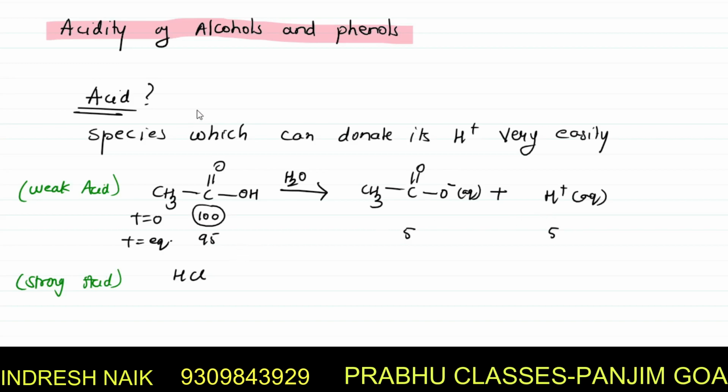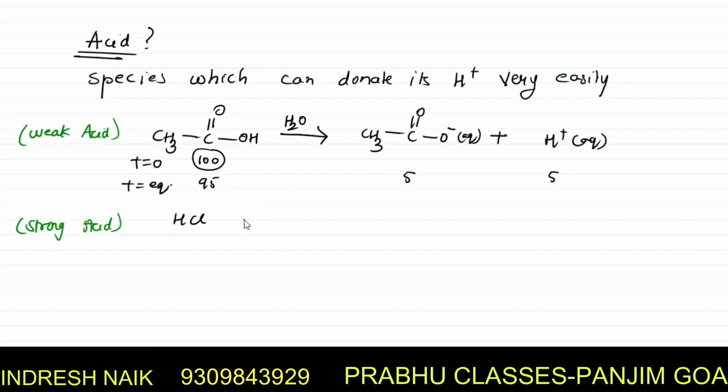But in the case of HCl, I have included a carboxylic acid and HCl, although the topic is alcohol and phenol, just to tell you the significance of H plus. What is the meaning of a good acid or a strong acid? This is a strong acid. I have taken 100 HCl, initially at time t equal to 0, and at time t equal to equilibrium. Equilibrium won't exist over here, but still I say equilibrium is maximum time. So what I observe is that you are going to get H plus aqueous and Cl minus aqueous.